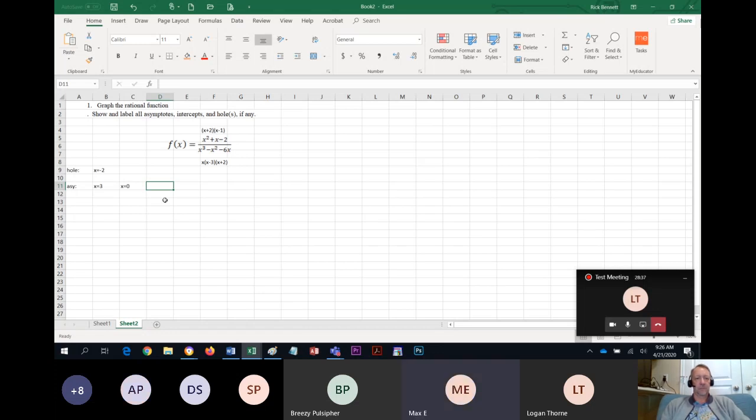Is it still x equals -2? But there's a hole there. So you could call that an asymptote, but since we're calling it a hole, I guess we won't call it an asymptote. But there's another one that I'm looking for.